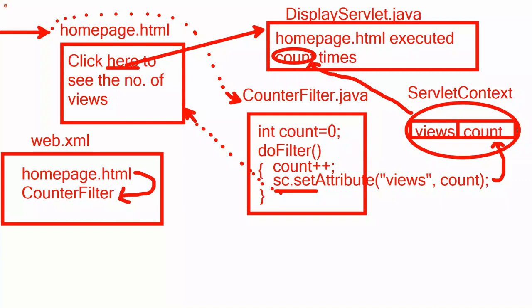After the counter filter, homepage.html. Whenever you click the hyperlink, then only the servlet. If you don't click, the servlet is not executed. So first control comes to homepage.html, then that control is diverted to the counter filter and again comes back to homepage.html. So first the filter is executed, next the HTML is executed. When you click the hyperlink, the servlet is executed. This is the concept.